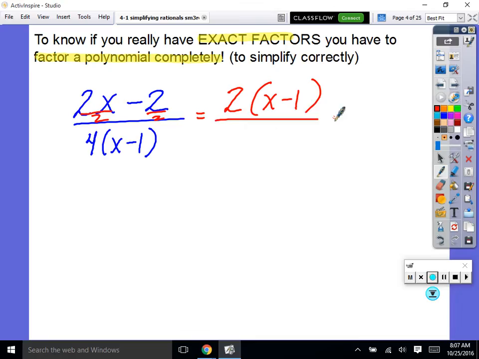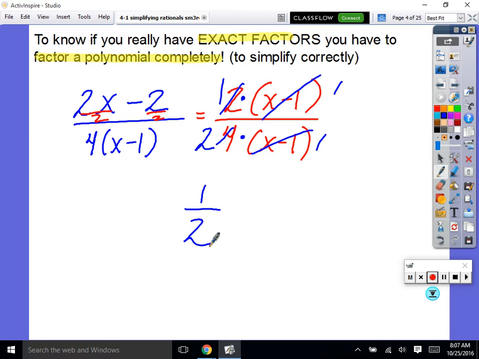And then on the bottom, we have a 4 and an x minus 1. Okay, now let's divide out what we can. Multiplication means you can divide it. So right there's multiplication. So 2 over 4 becomes 1 over 2. X minus 1 over x minus 1 becomes 1 over 1. So this simplified to be 1/2. Is everybody good with that?